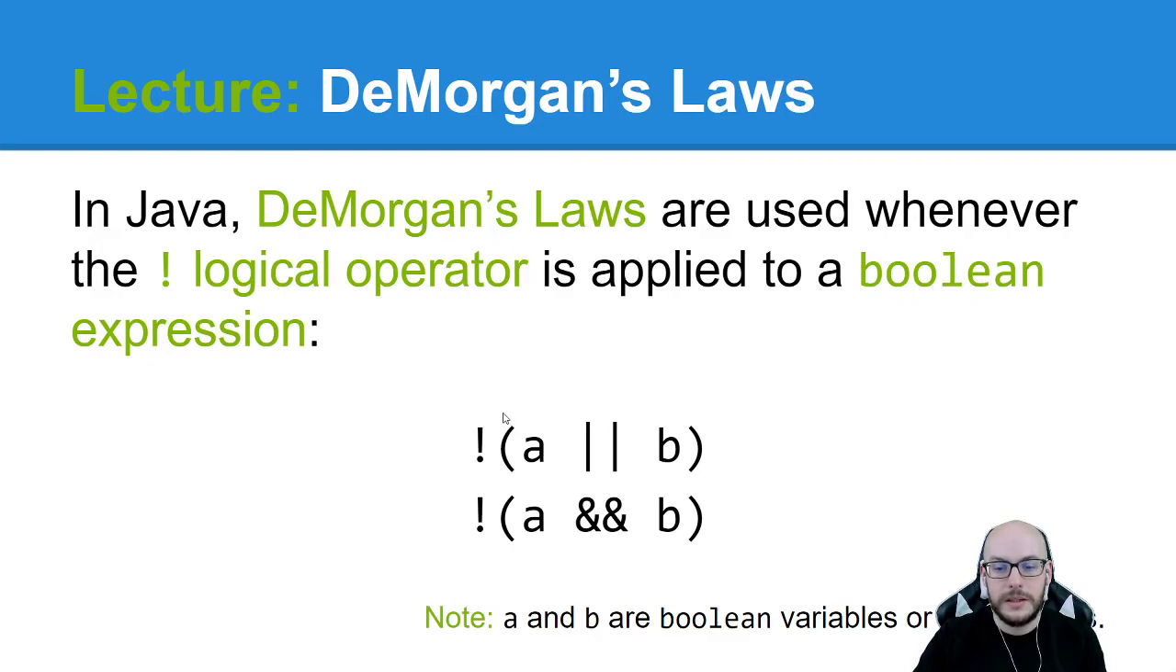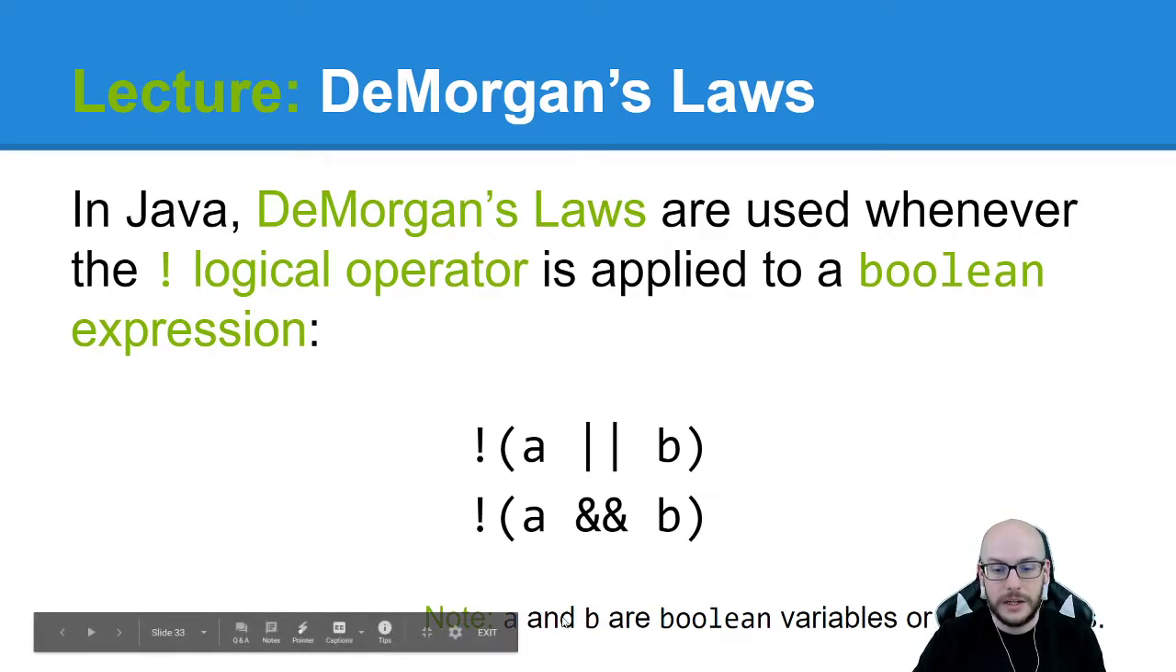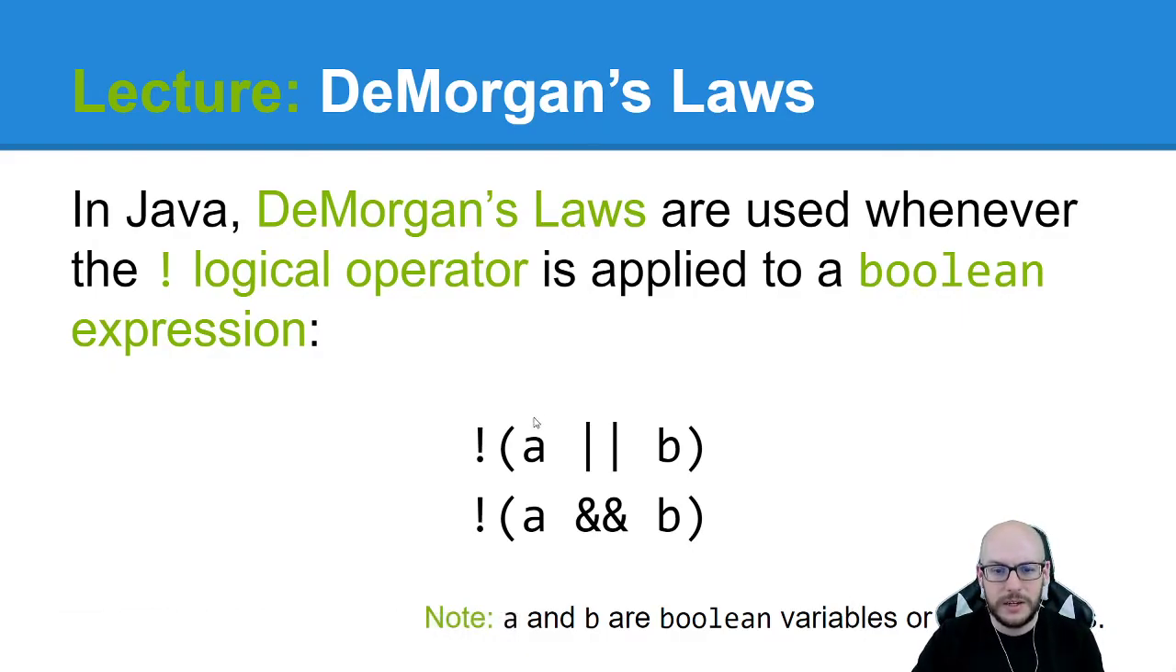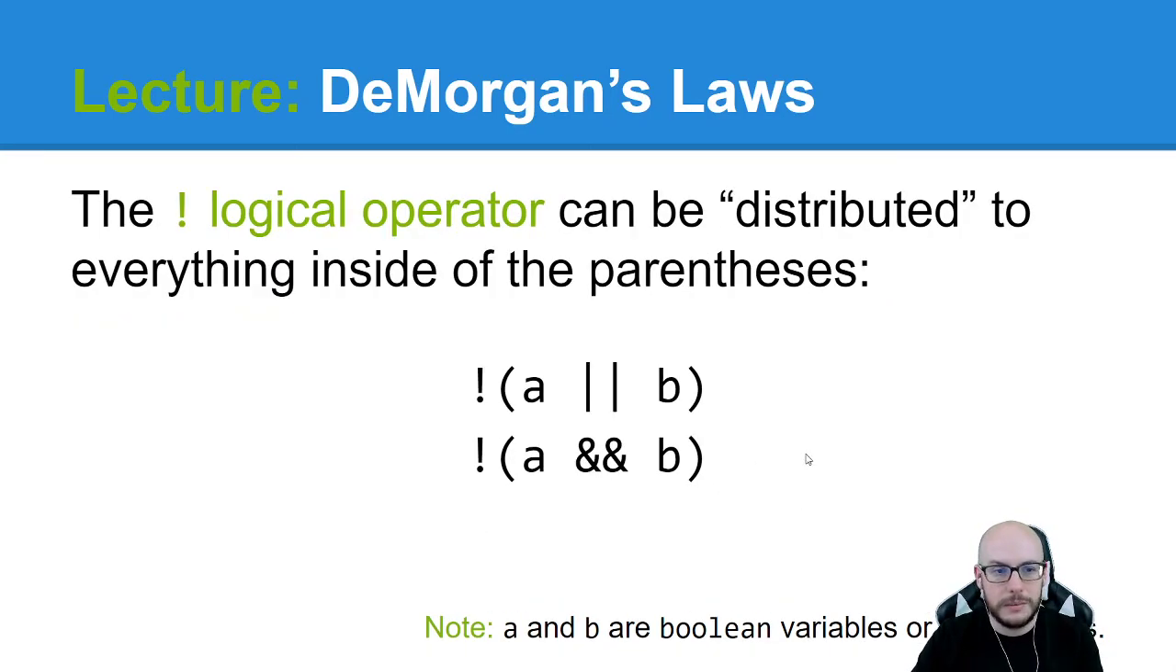Okay. Here we see A or B, and we have a not being applied to the whole expression. Here we see A and B, and we have a not being applied to the expression. Now, there's a note here that A and B are going to be Boolean variables or expressions, right? They could be true or false values. They could be relational operator expressions. I'm just simplifying them to A's and B's. So what ends up happening is this not kind of functions like a negative in algebra. We're going to take this thing and distribute it.